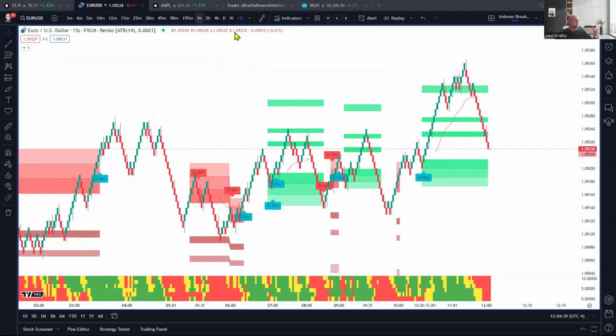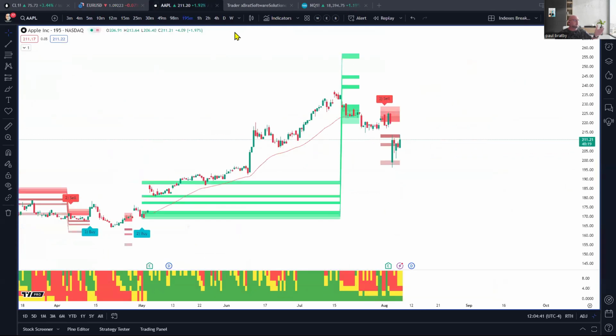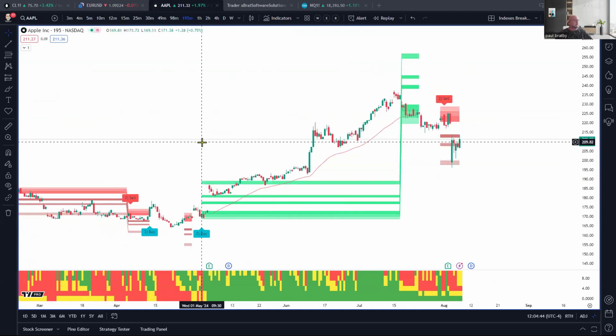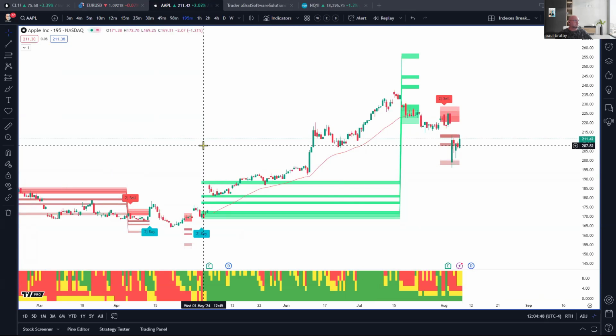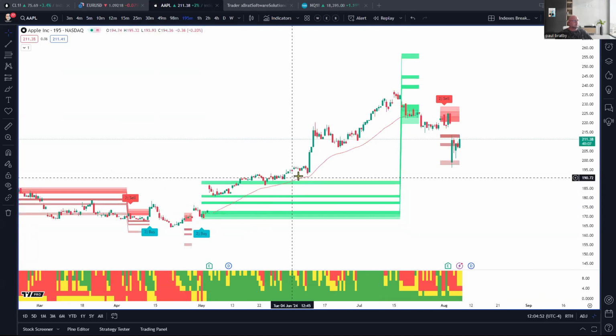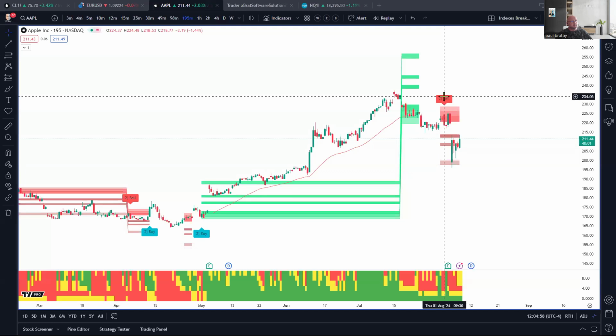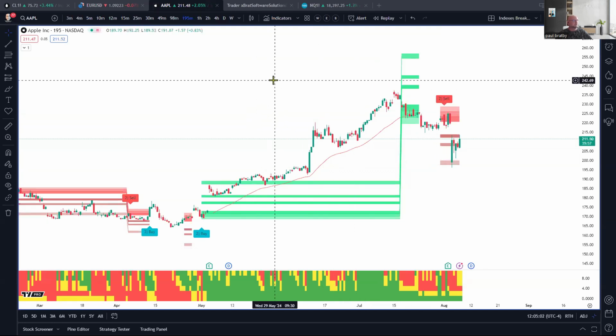But we can change those around. I mean, we can even go to, this is Apple on the daily time frame. We get the type 2 buy here before earnings. Look what it did all the way up to this point here, takes a trailing stop out. We got a type 2 sell before earnings. This is a 195 chart.